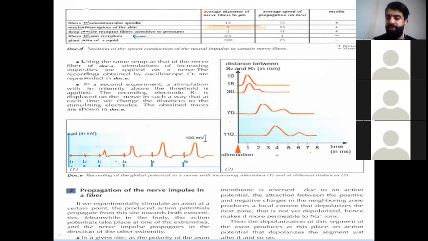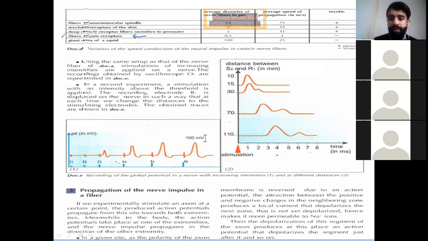So, fibers of pain receptors. What can you think about the fibers of the pain receptors? What happened to the myelin? What about the diameter? And what can you say about the average speed? The average diameter was 0.5 micrometer, and the speed of propagation was 1.